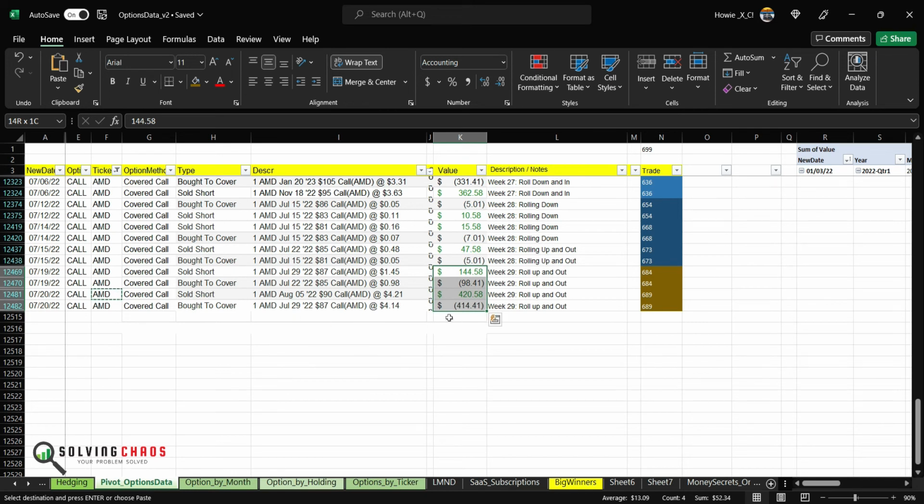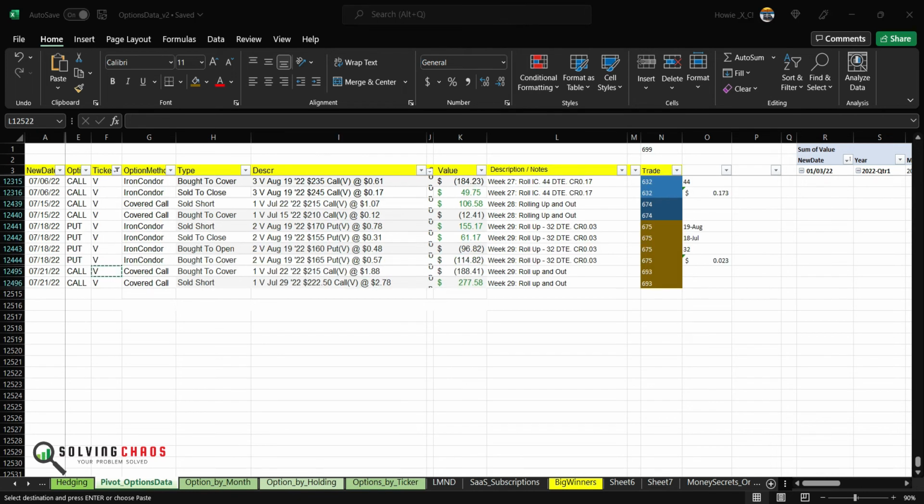So I want to make sure I stay ahead of it. Let's put a filter on Visa. Last week, a couple of things I did. There's a cover call that I made money on Visa. I rolled it up and out. You see this? Collected almost $90.